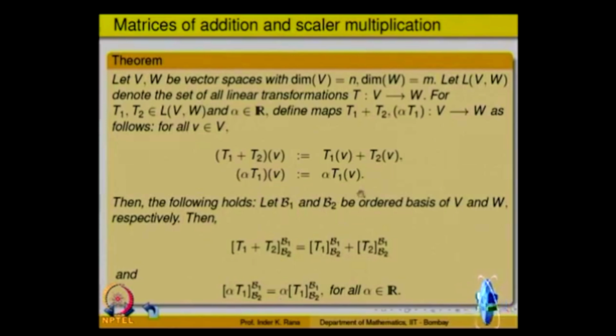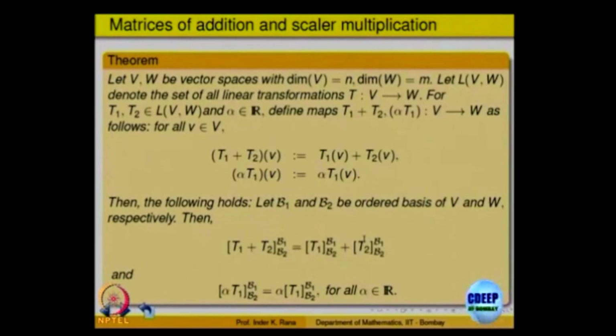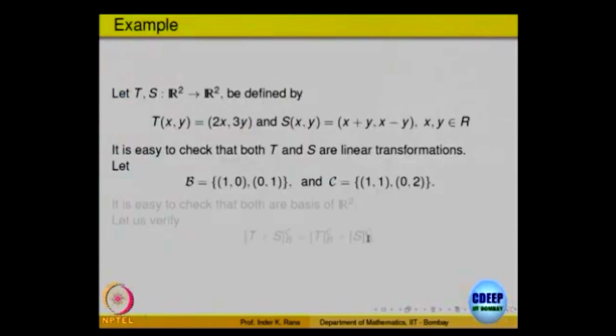Well, let us try to see some illustration of this. Let us look at these two transformations. T is from R2 to R2, T of x, y is equal to 2x, 3y. Another linear transformation S of x, y is x plus y, x minus y. We are fixing a basis B on the domain, 1 0, and fixing a basis C on the codomain. We are fixing a different basis, and want to verify all those relations.